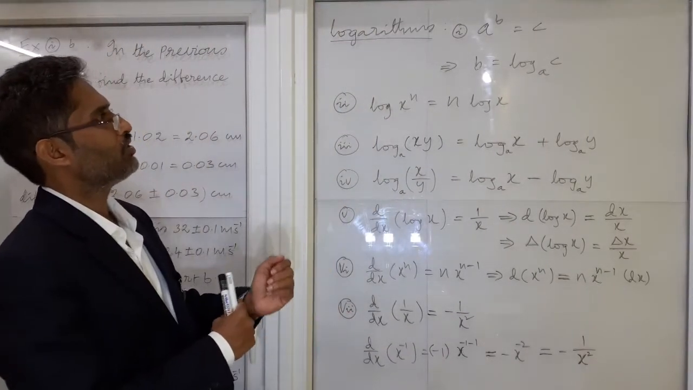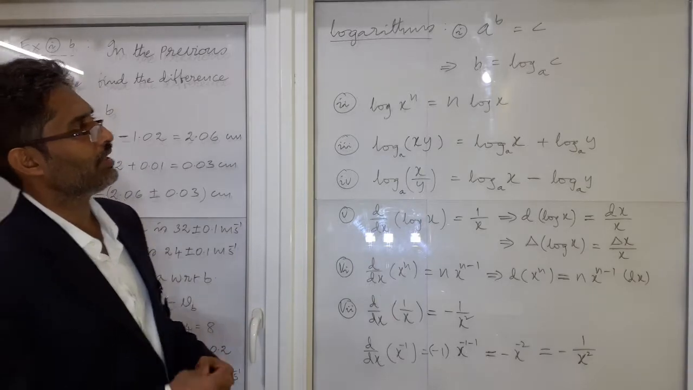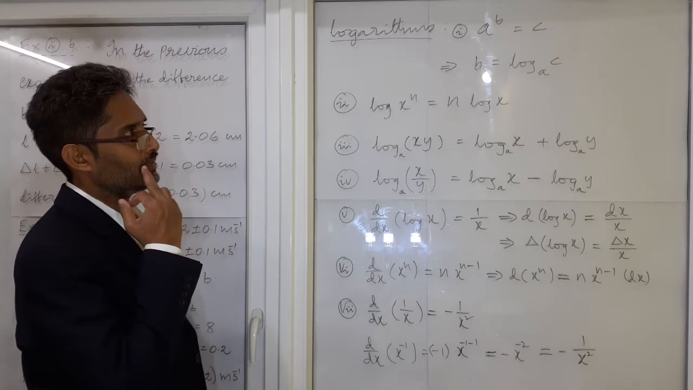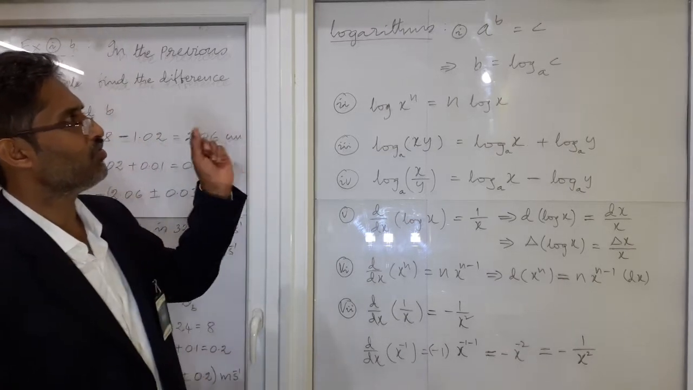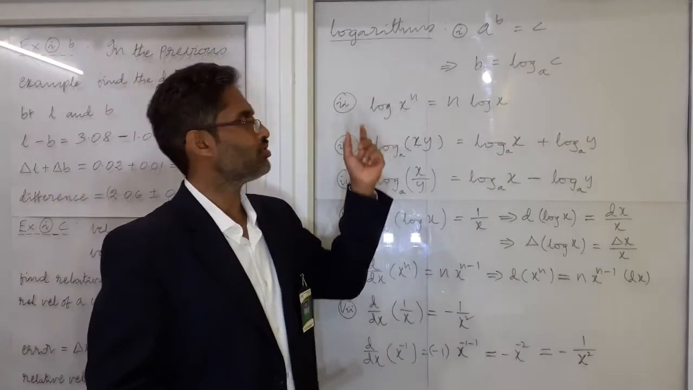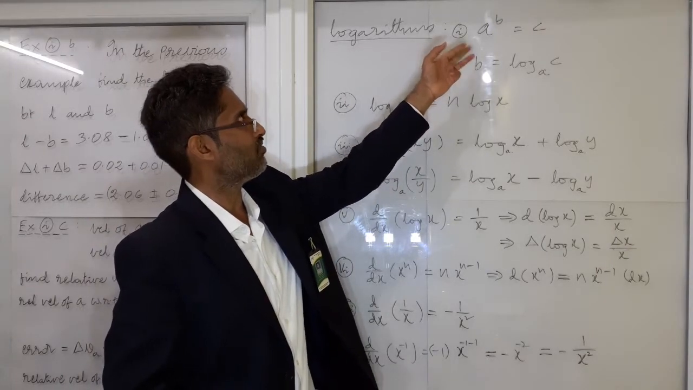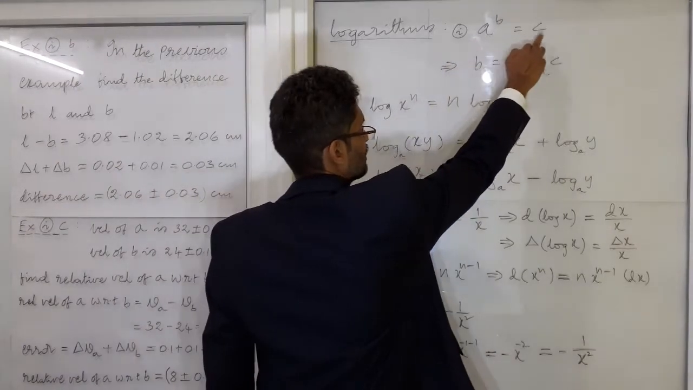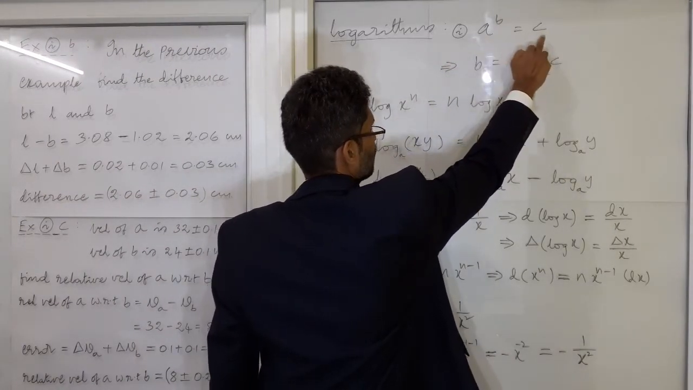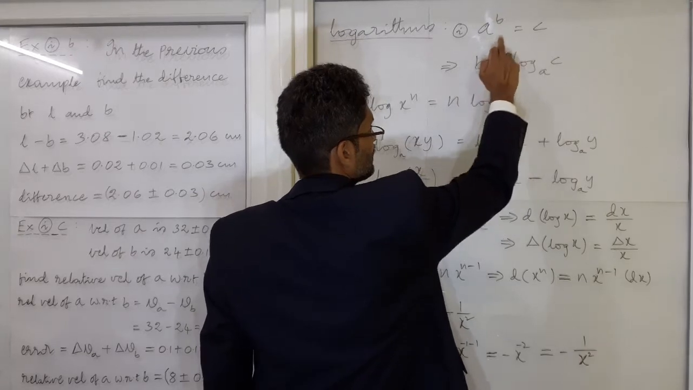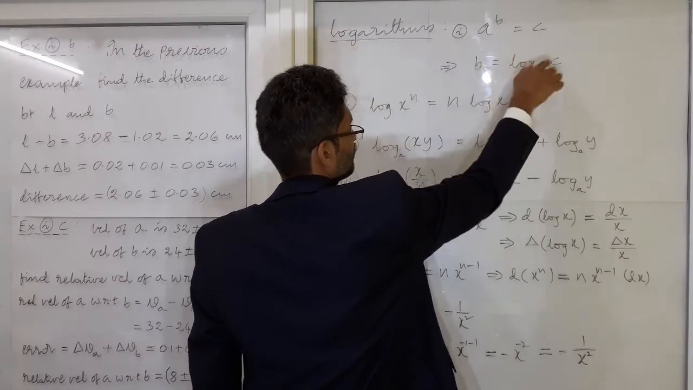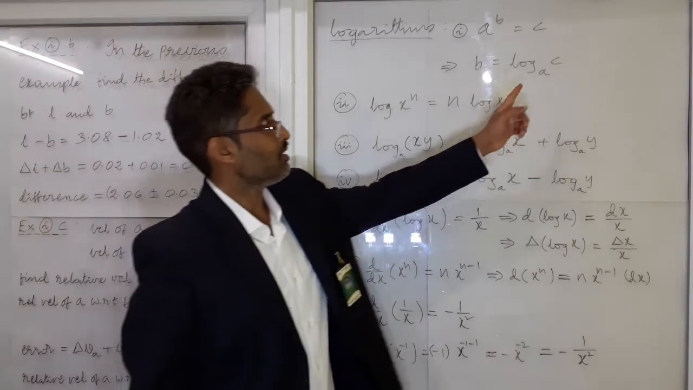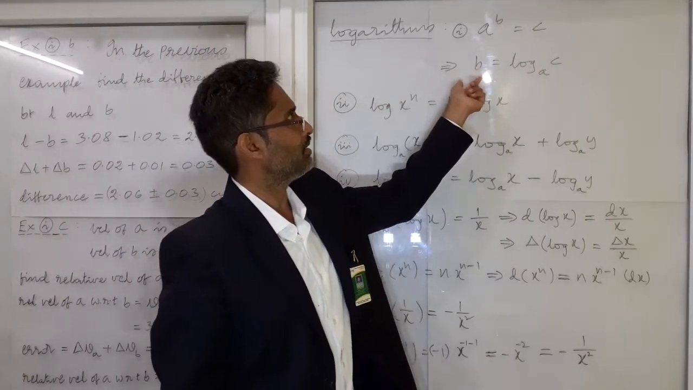Next, before we think of the calculations of error with multiplication, division and various cases, we need to focus on logarithms. We need to spend a couple of minutes on the basics of logarithms. Most of the students know that if a power b is equal to c, then b is equal to log c base a. This is the basic definition for logarithms. So log c base a is nothing but b.